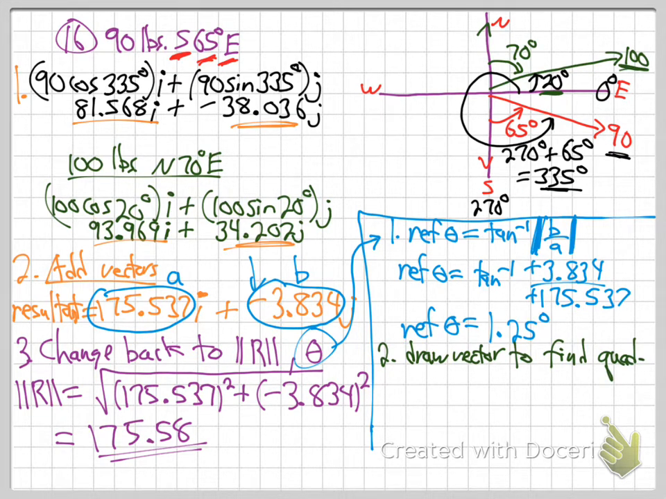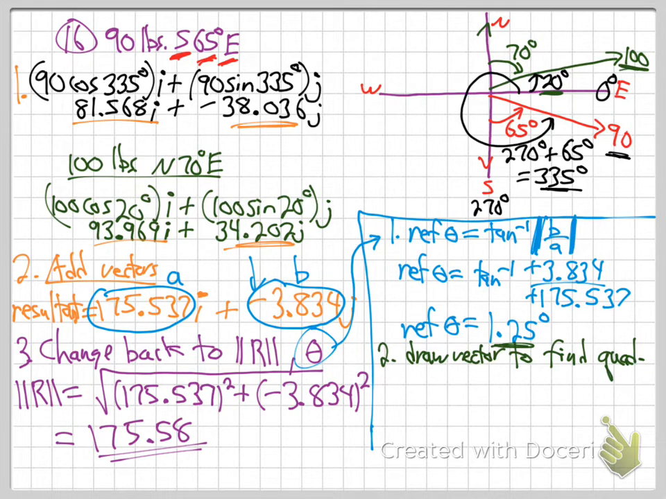Now, step number 2, you have to draw the vector to find the quadrant. You've got to find which quadrant you're in. You can't skip this step. I've noticed a lot of people try to skip this step. A lot of people just think the answer is 1.25. It's not. You've got to draw the vector to find the quadrant.